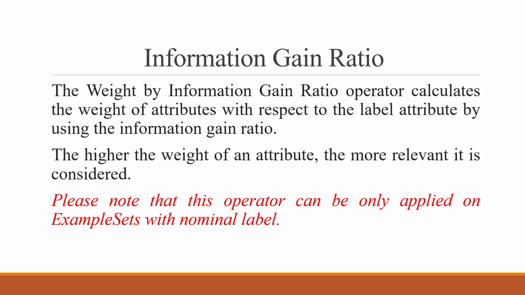The second operator is information gain ratio. It calculates the weight of attributes with respect to the label attribute by using the information gain ratio. Again, the interpretation is the higher the weight of an attribute, the more relevant it is considered. Please note that this operator can only be applied on example sets with a nominal label.